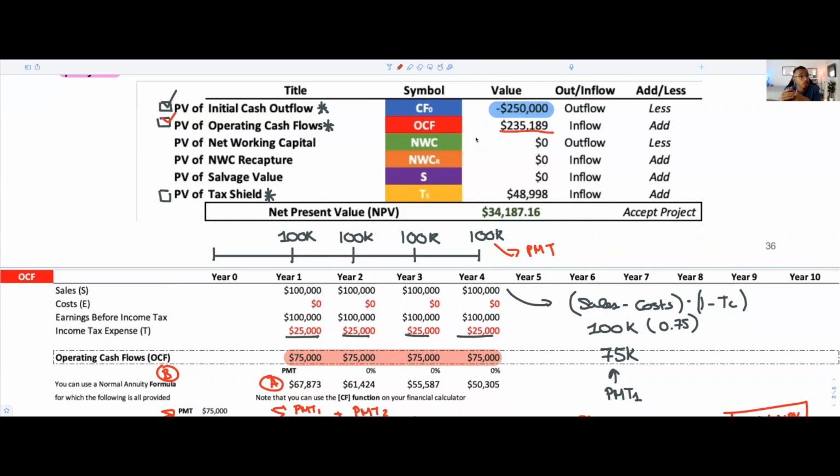It's really, really important to understand though that our operating cash flows formula is sales minus cost times 1 minus the tax rate. You need to get through that hurdle first. Once you have that, you're able to just identify payment 1 and then just run with it, or all your payments.